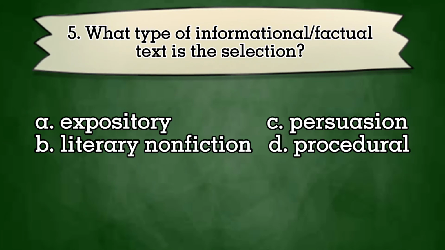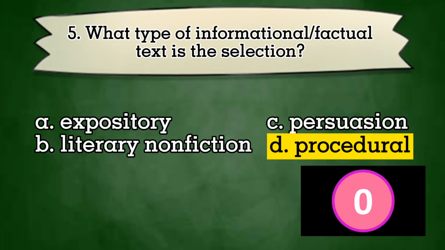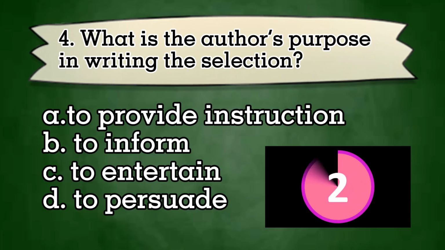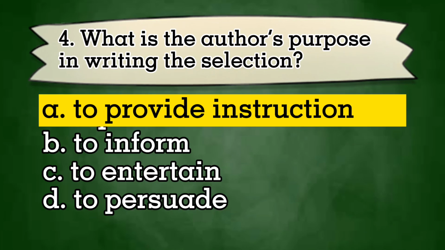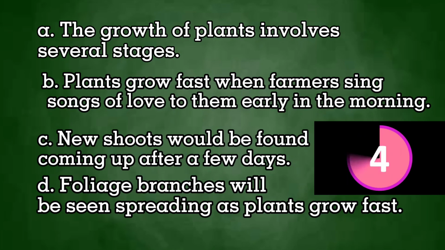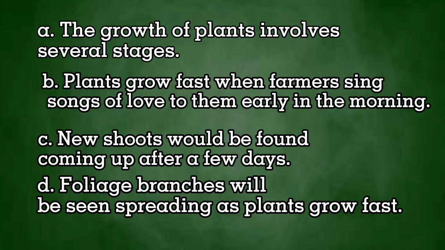Number 5. What type of informational or factual text is the selection? Letter D. Procedural. Number 4. What is the author's purpose in writing the selection? Letter A. To provide instruction. Number 3. Which of the following statements about planting is not factual? Letter B. Plants grow fast when farmers sing songs of love to them early in the morning.